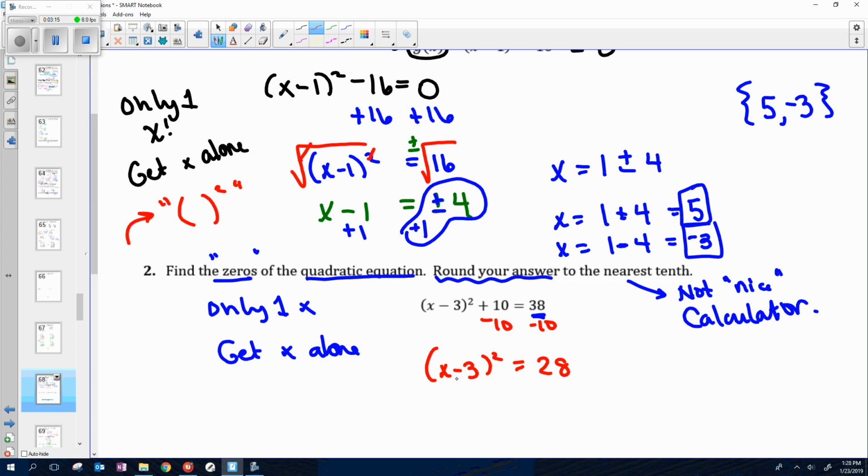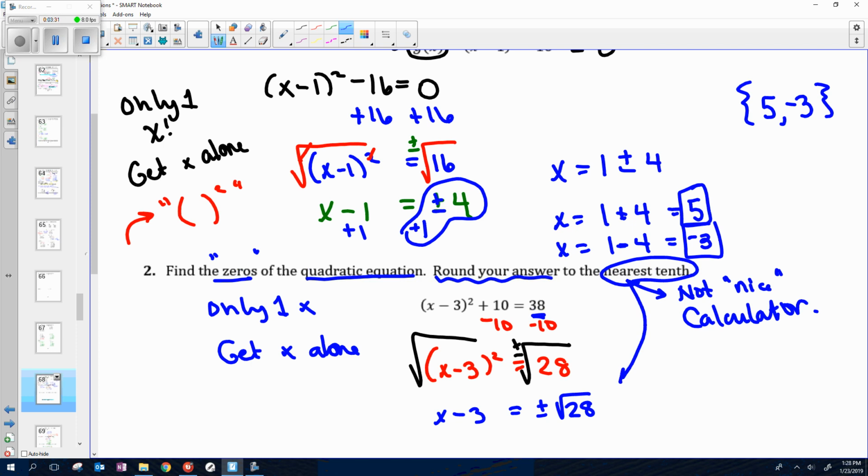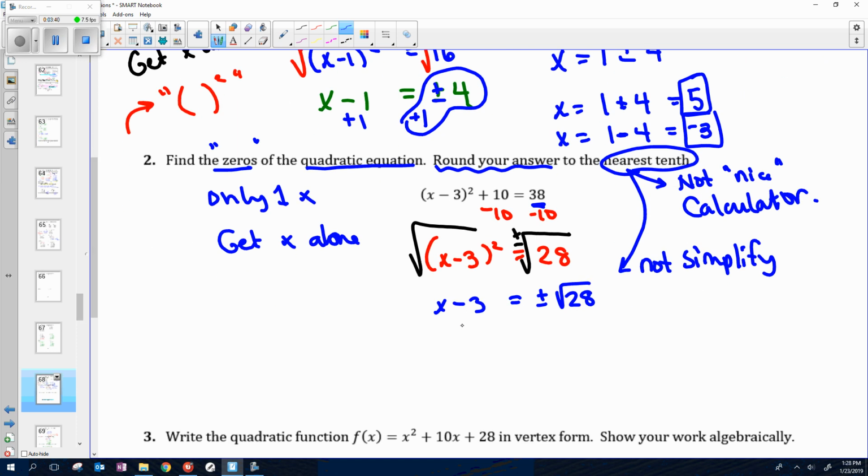The weird guy is all alone on the left-hand side, so I can take a square root and put a plus or minus. So now I'm left with x minus 3 equals plus or minus the square root of 28. Since it's set up here nearest tenth, I'm going to not simplify. I'm going to just hit the calculator in a second or two. Once x is alone, I got to add 3. So x equals 3 plus or minus the square root of 28.